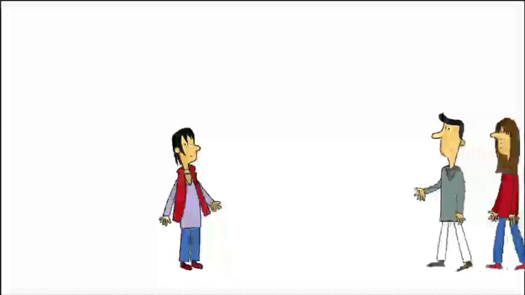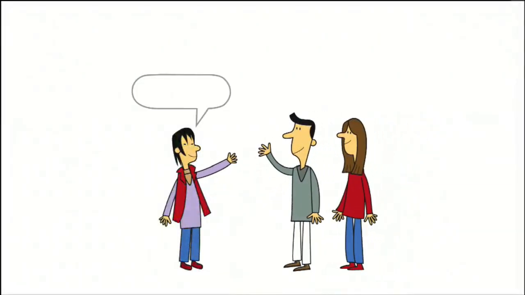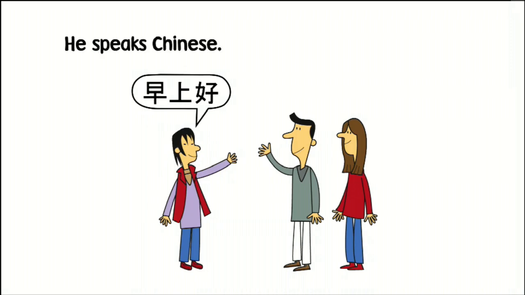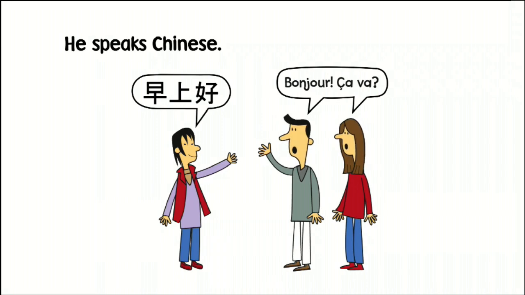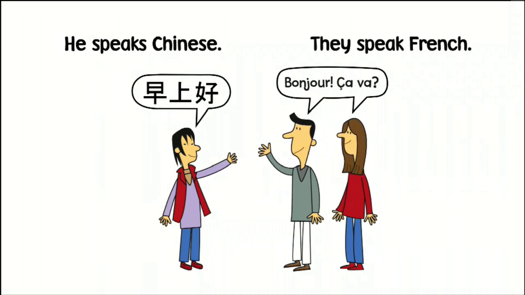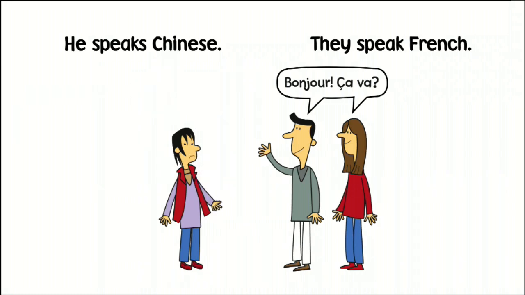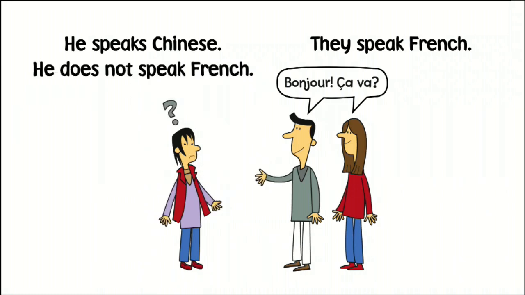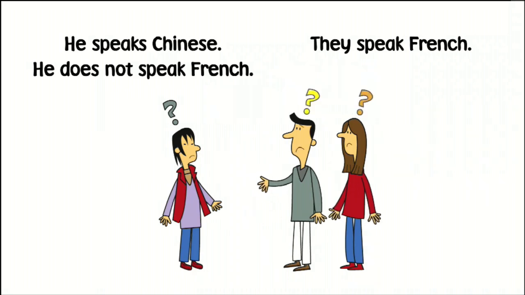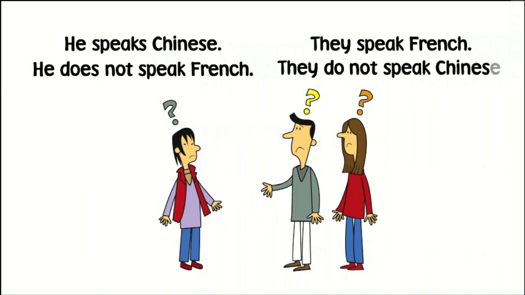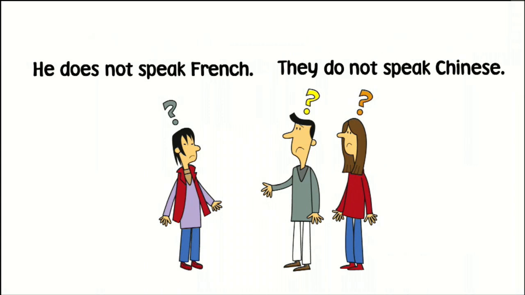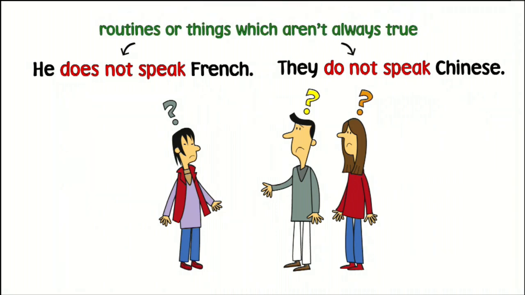Present simple negative. He speaks Chinese. They speak French. He does not speak French. They do not speak Chinese. We use the present simple negative to talk about routines or things which aren't always true.